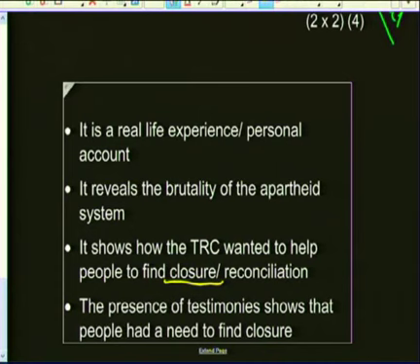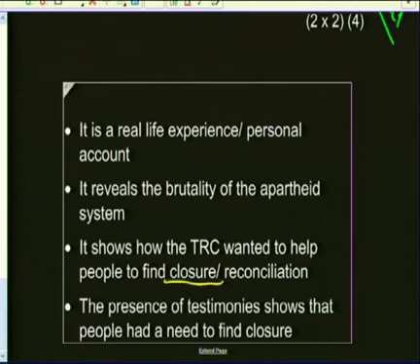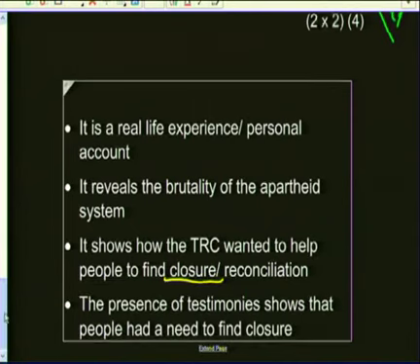So she needed closure. All she knew was that the husband disappeared, but she didn't know exactly what happened, all the details of how he disappeared. And then, in order to find closure, it was very important for her to know that. The presence of testimonies shows that people had a need to find closure. So that's the same thing.